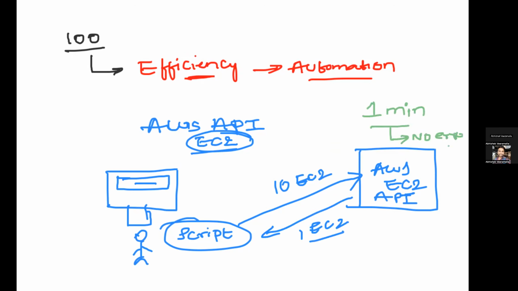Because manually you might commit some errors, but if you are automating the process and automation is doing things for you, you are also avoiding errors and saving your time. So this is the process. Now coming to the script, it can be done in multiple ways.